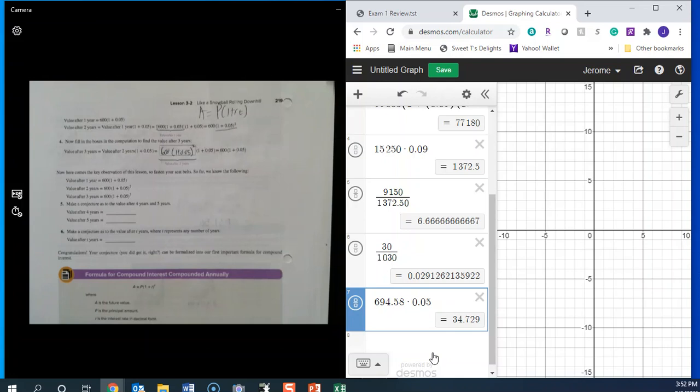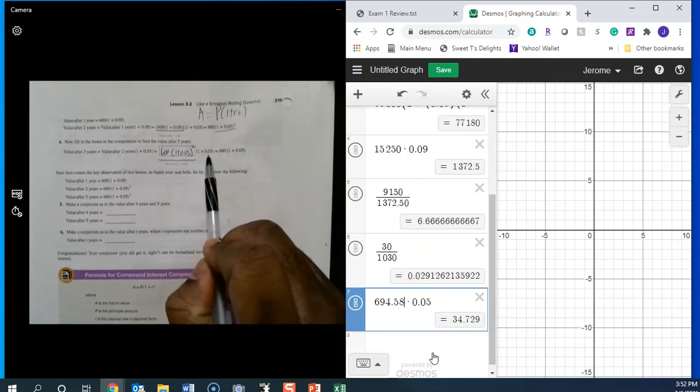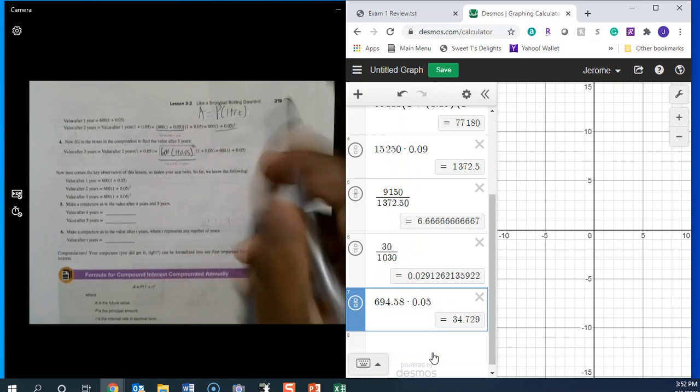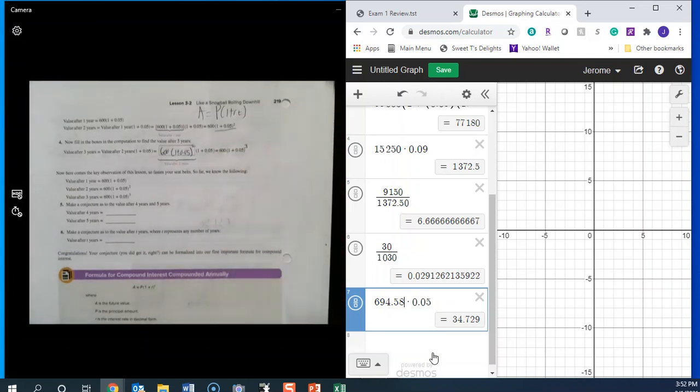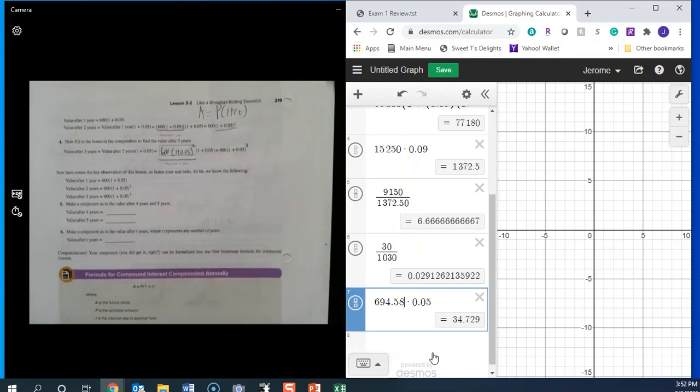Now, that's the value after 2 years. So now this is the 3rd year. So with this being the 3rd year, this parenthesis will be taken to the 3rd power, because remember, you have this to the 2nd power times itself to the 1st power. So you will add the exponents.